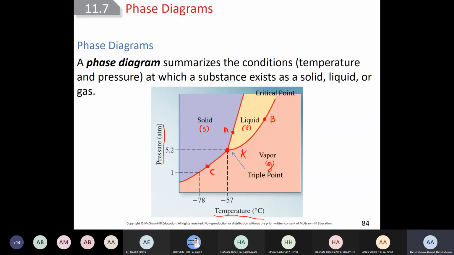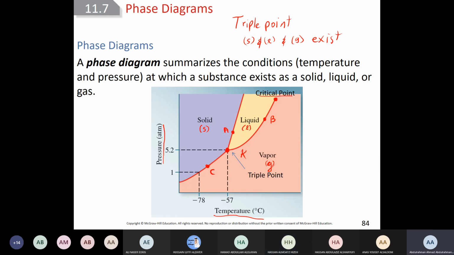Yes, all the phases. So the point K is called what? Triple point. What's the meaning of triple point? All 3 phases exist: solid, liquid, and gas. Clear? Last point here, what do you call this point? It's called the critical point. You have to know it.